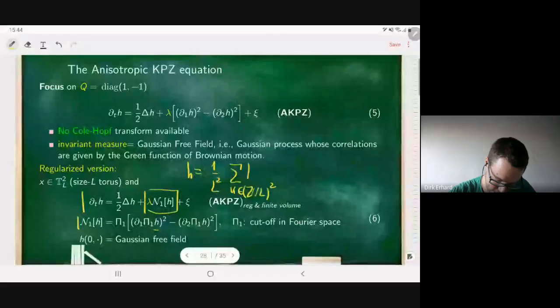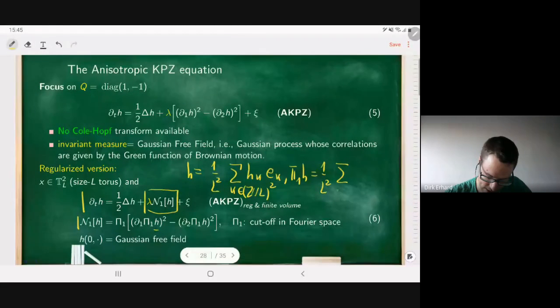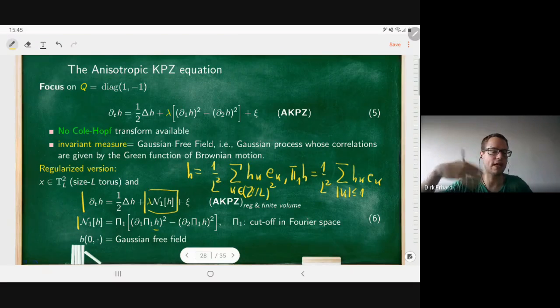So here are some coefficients h_k, and here e_k, where the e_k are basis vectors. What then the pi_1 does to h is it takes the same sum, but requires that k has norm smaller than 1. That's what it does, because all the irregularity comes from the large k's.